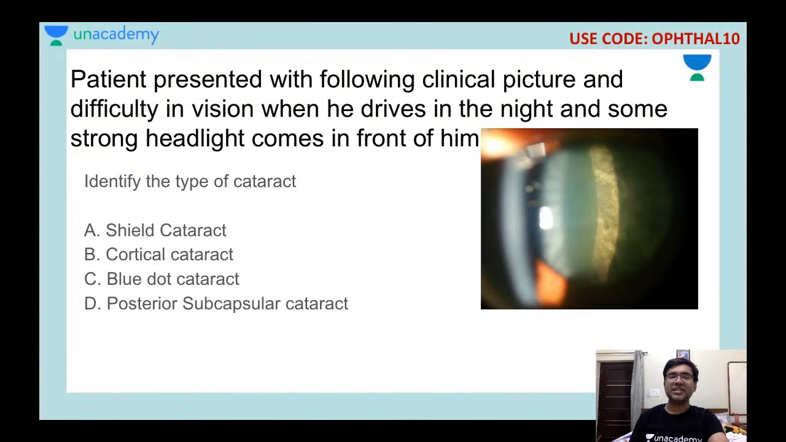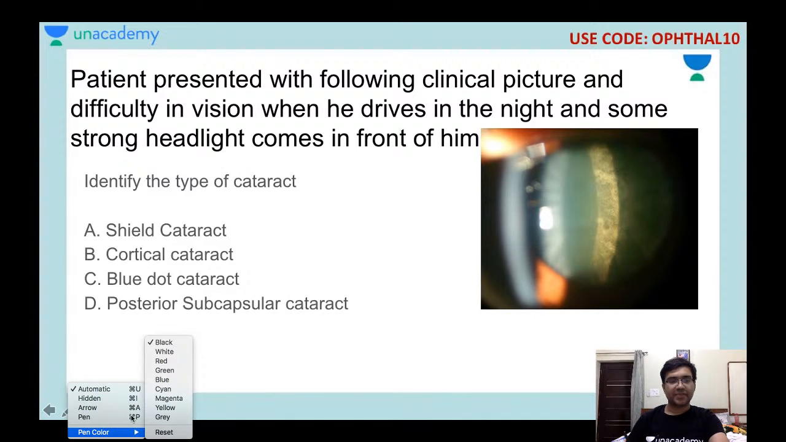A patient presented with the following clinical picture and difficulty in vision when he drives in the night and some strong headlight comes in front of him. Identify the type of cataract. So you can see the slit lamp. In the slit lamp, you can see the opacity in the posterior part of the lens as well. So what is this type of cataract? Shield cataract, cortical cataract, blue dot cataract, or posterior subcapsular cataract?